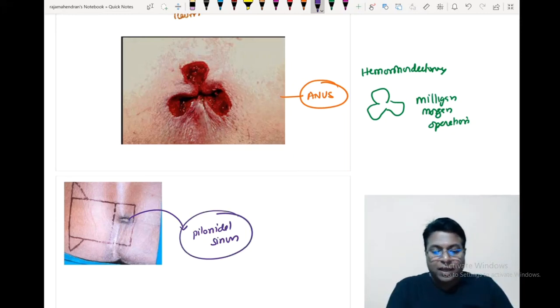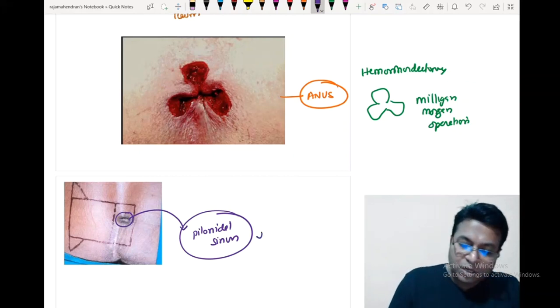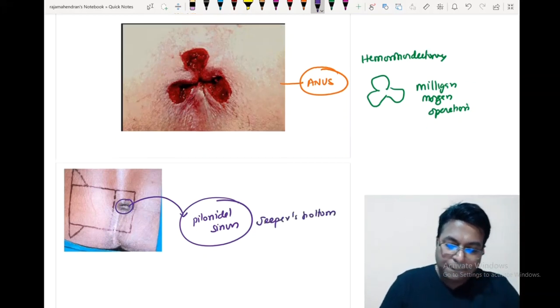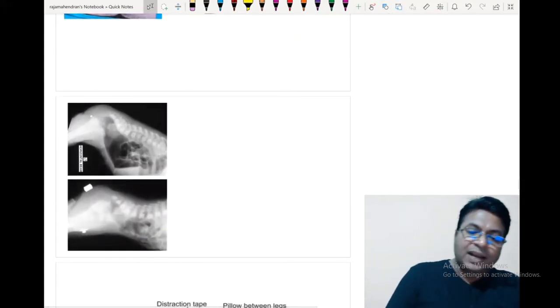At the gluteal cleft, there can be a small opening. It is pilonidal sinus. Don't forget this. This is also known as Jeep bottom. Okay. So this is again a high yield MCQ for your exam.